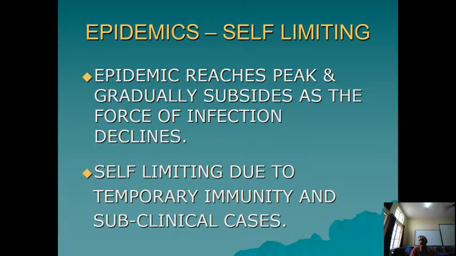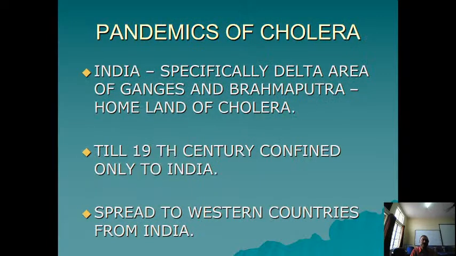You see, basically the force of the infection was where there was a large congregation of people with poor hygiene, with the water being contaminated, mostly a single source of infection. So people used to come to the Kumbh Mela, develop the disease. When they used to go back to their homes which had better water supply, they used to possibly be better. Self-limiting due to temporary immunity in subclinical cases.